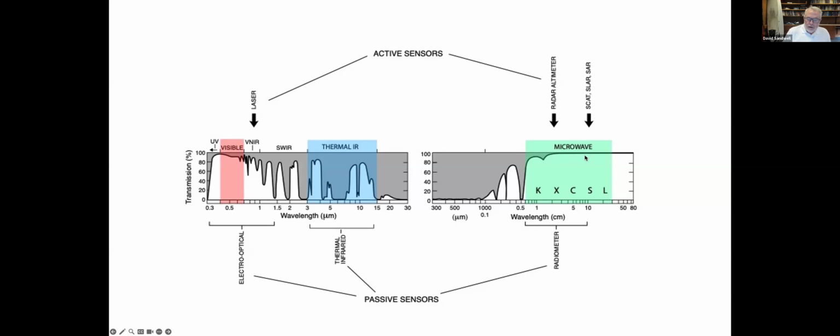And you can do remote sensing in two ways. You can have passive sensors, things like cameras that look down on the Earth, thermal infrared or electro-optical cameras, or a microwave radiometer. Or you could have an active sensor, one that sends out electromagnetic radiation in pulses, like a laser, a radar altimeter, or a synthetic aperture radar. So we're going to be focusing on this little bit of the remote sensing world.